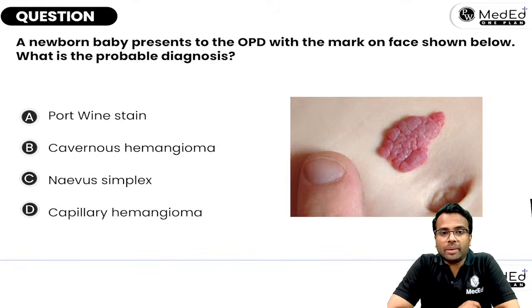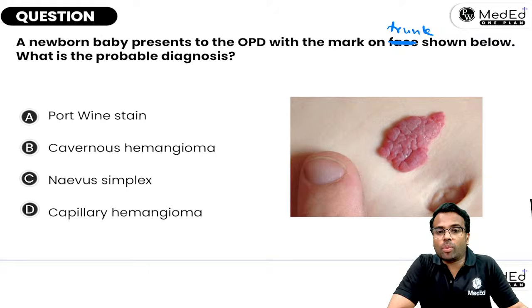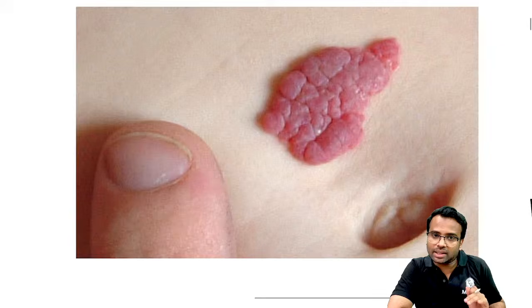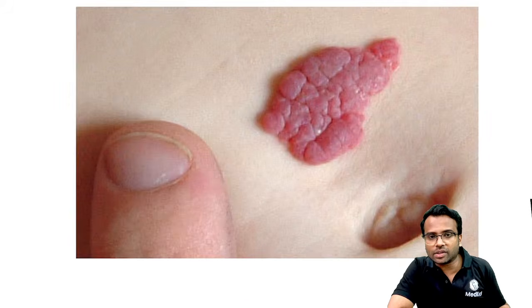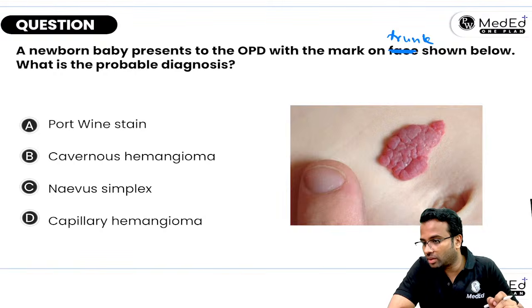A newborn baby presents to the OPD with a mark on the face as shown below. It's not the face actually, so just correct it. This is somewhere on the trunk as shown below. What is the probable diagnosis? If I zoom this image for you, you can see something like this, which is present near the umbilicus, and it is a very peculiar kind of lesion. Does it look like a port wine stain, a cavernous hemangioma, a nevus simplex or a capillary hemangioma? What is the answer? I'm giving you a few seconds to answer here.